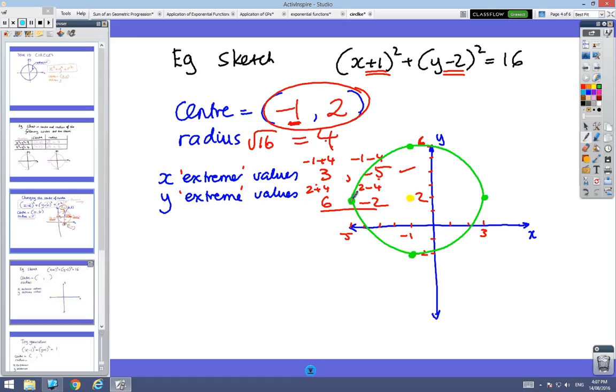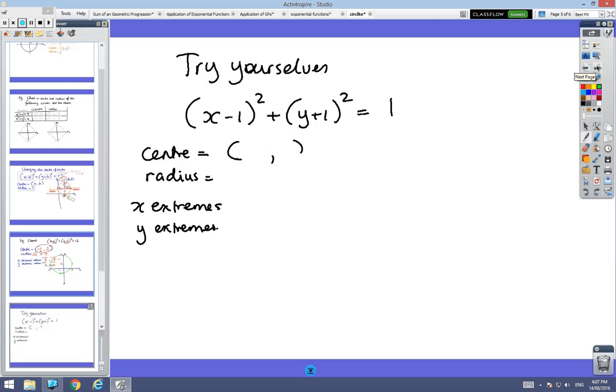Okay, let's have a look at the next example. Let's have a go. Try this one yourself and then do your sketch. Pause, do the extremes, which will tell you how wide the scale's going to be, and see how you go.